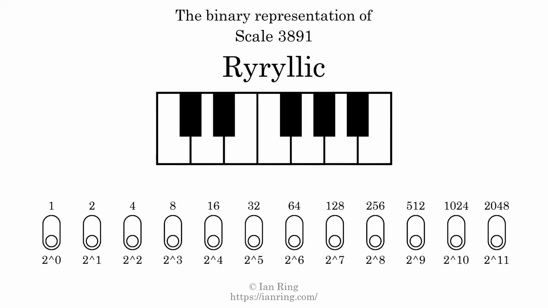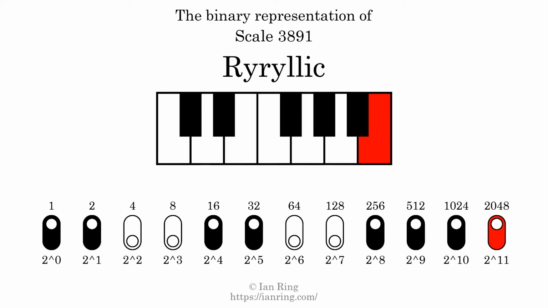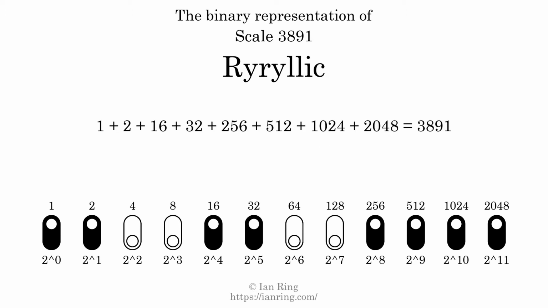The binary representation of this scale is determined by mapping tones of the scale to binary digits. Each binary digit represents a power of 2. To get the scale number, we add the powers of 2 together. The powers of 2 that are present in the scale, all added together, equals 3891. That is why the scale number, in decimal, is 3891.